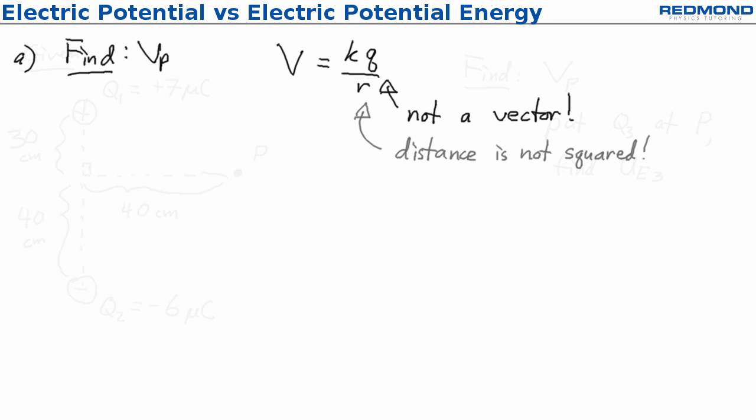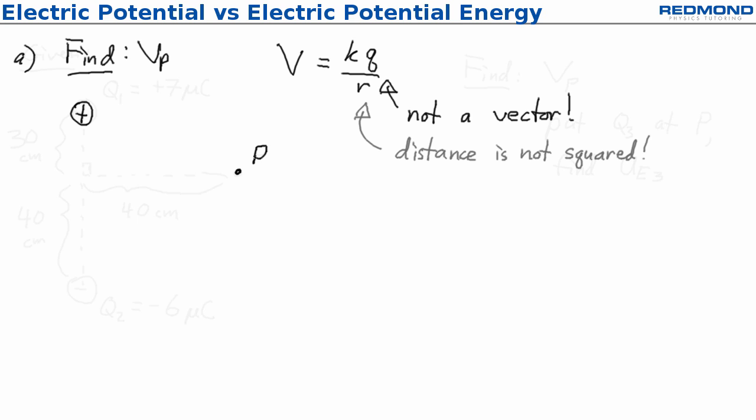One of the nice things about electric potential is that it does follow the rule of superposition. So the electric potentials from a whole bunch of point charges all add up at a certain point. So this is actually fairly easy to calculate, because we can just find the electric potential at point P from one charge at a time.